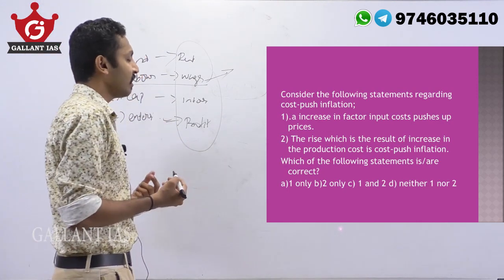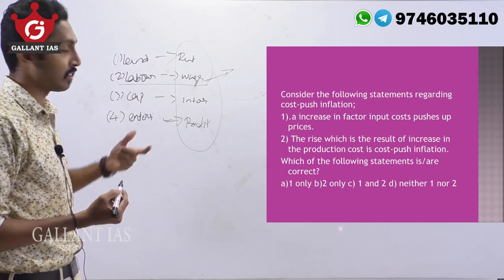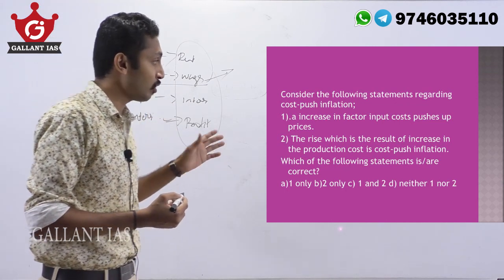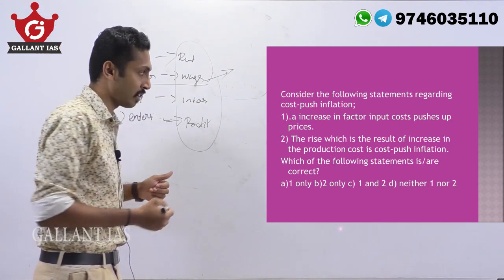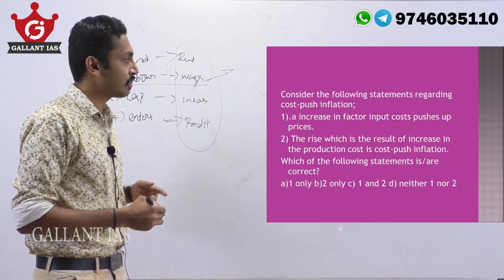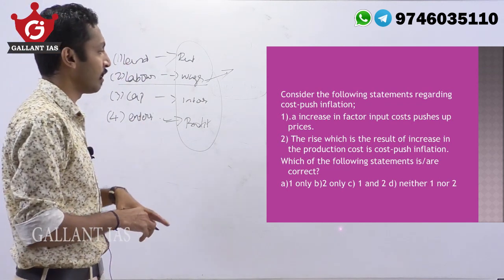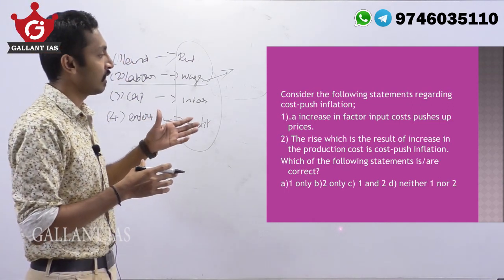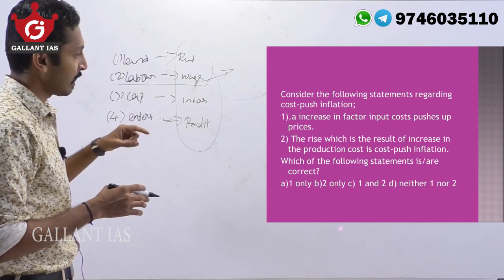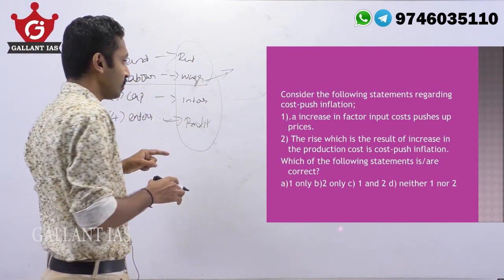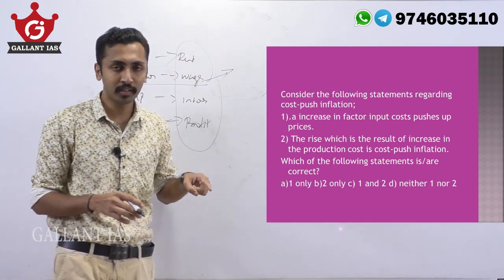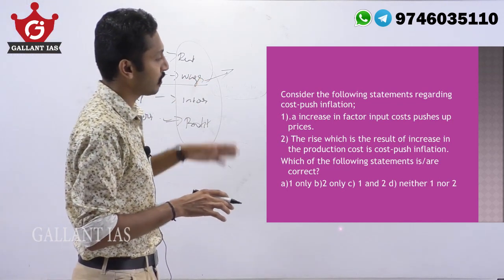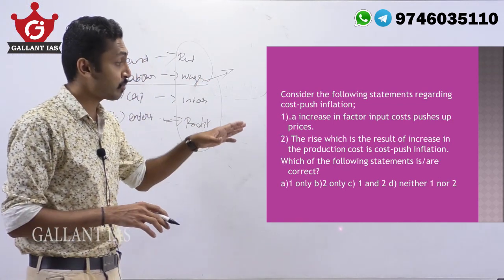First statement, increase in factor input cost pushes up prices, that we have depicted here. Input factor costs pushing the inflation. The first statement is correct. That is one of the reasons for cost push inflation. Second statement, rise in prices which is the result of increase in the production cost is cost push inflation. It is the definition of cost push inflation. So both of the statements are correct. So the answer is option C, 1 and 2.